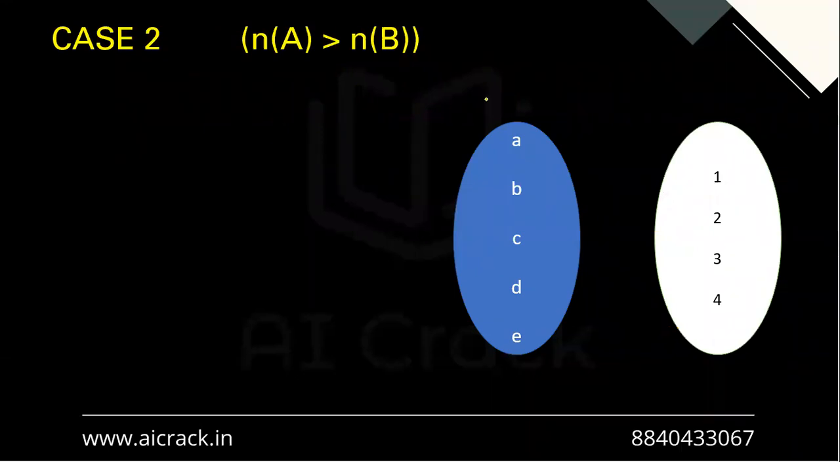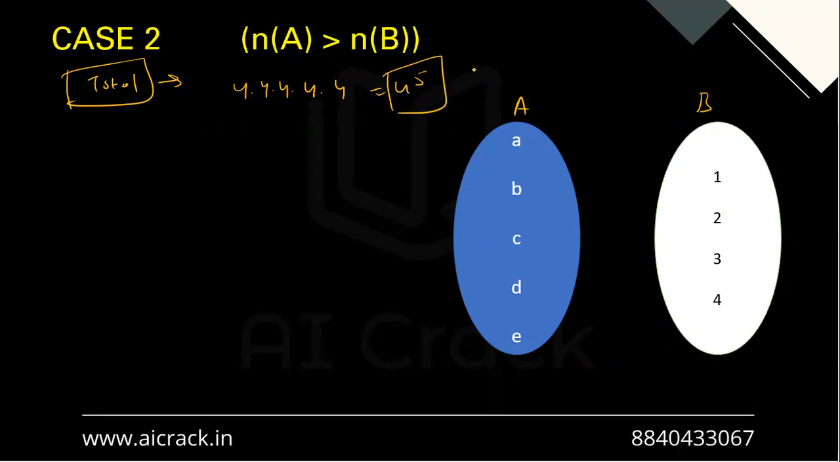Now let's talk about case 2, and that is the trickiest case. Now let's talk about the total number of functions. In case of total functions, we'll use the same concept: A has 4 choices, B has again 4 choices, C has 4 choices, D has 4 choices, and E has 4 choices. So 4 times 4 times 4 times 4 times 4, that would be 4 raised to 5. So we have the total number of functions as 4 raised to 5, right?